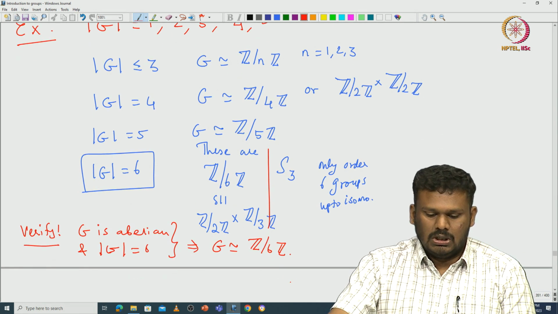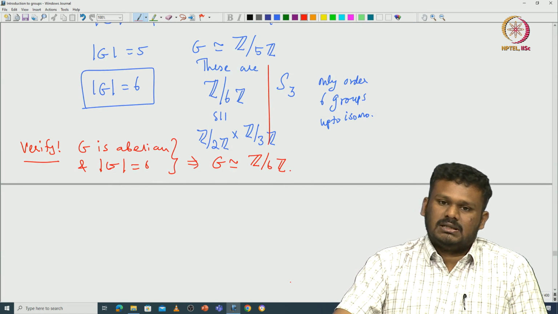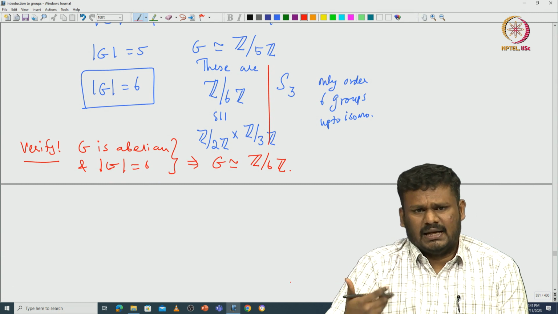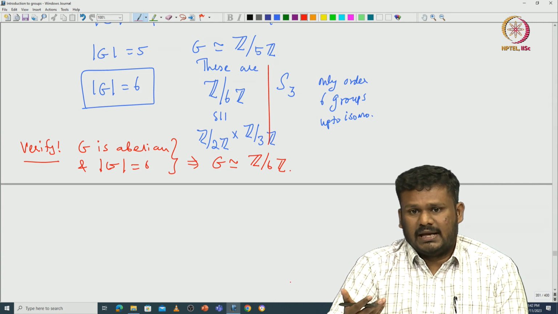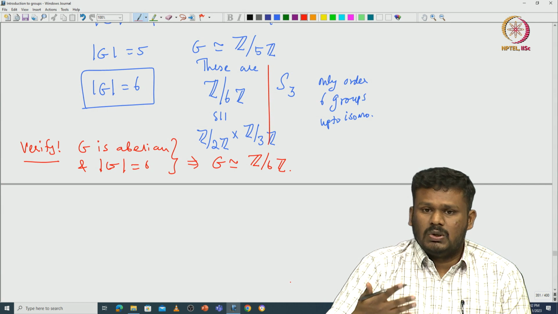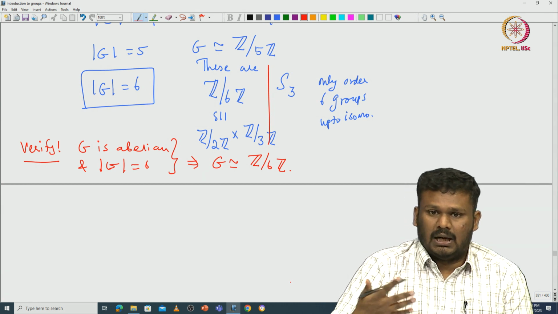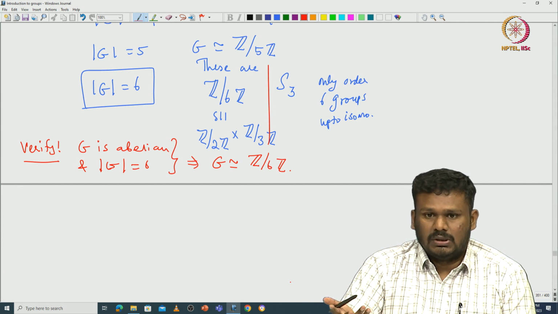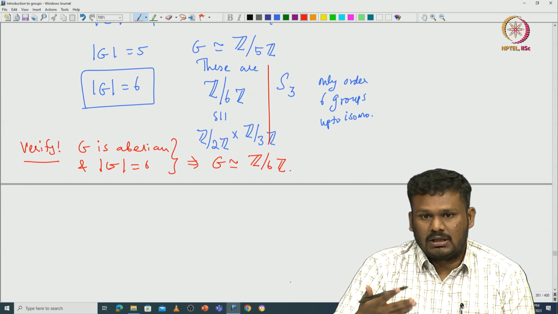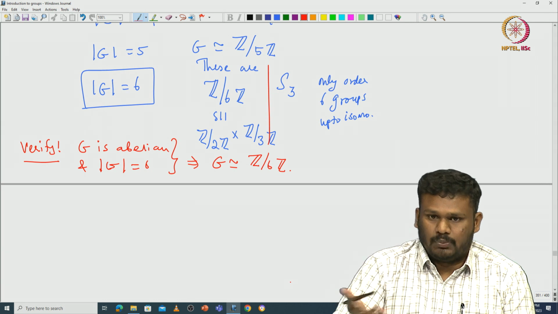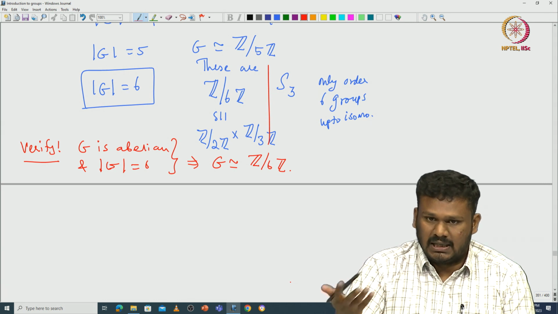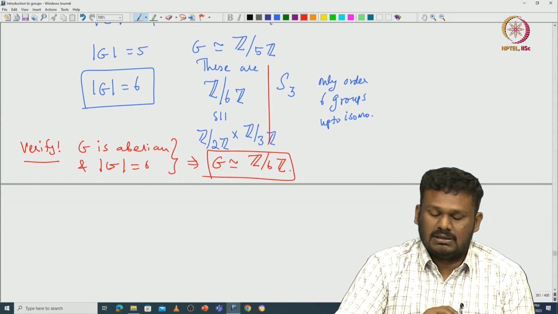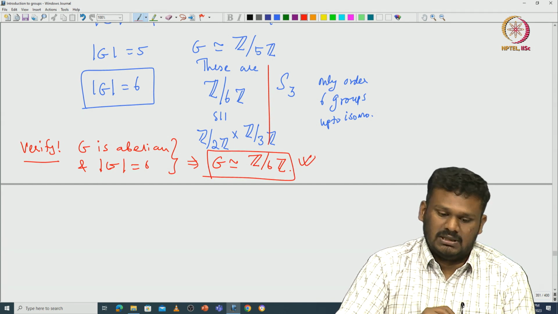Okay. So, this is again a corollary of Cauchy's theorem, because if G is abelian and has order 6, then 6 can be written as 2 into 3. So, you can have an element of order 2 and an element of order 3, and because G is abelian, both must commute. Now, if you take the product of these two elements, the order should be the product of the orders, because 2 and 3 are relatively prime. So, that will tell you there exists an element of order 6. So, this is again an application of Cauchy's theorem.